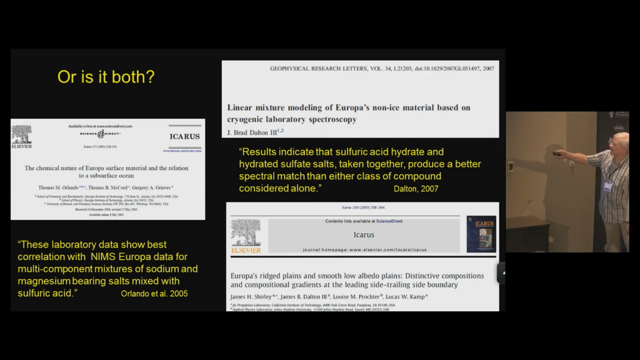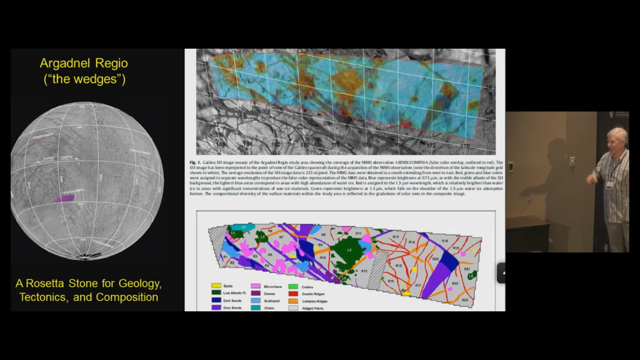But in about 2005 to 2007, we had Tom Orlando's lab work and Brad Dalton's initial linear mixture modeling work, finding that basically if you allow both components in your model, you get a better fit to the NIMS data. Significantly better fit. We tested the heck out of it in this paper here, and we found the same thing. Basically if you just use ice and water or you just use salts and water, you don't get the kind of fit over this range that we're looking at. So now, when I read in papers that there's still a controversy between salts and acid, I think that was kind of in the past. Other people, you can argue it. I know you might argue it.